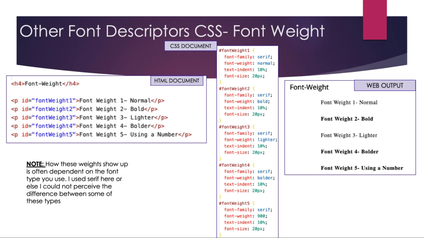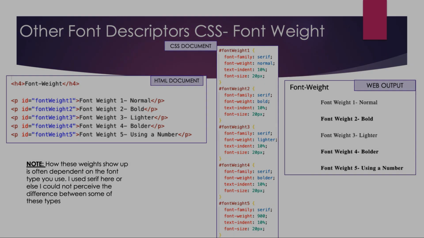Now here we have the descriptor of font weight. And these are extremely dependent upon the font type you use. I use serif here. If I used anything but that, I really couldn't perceive the difference between some of these types. So this gets me more bold, less bold font type. For example number 1, I have bold. For example number 2, I have lighter. For example number 3, I have bolder. For example number 4, I use a number, and I'm using the font weight of 900 for example number 5. And again, subtle, hard to tell the difference here.